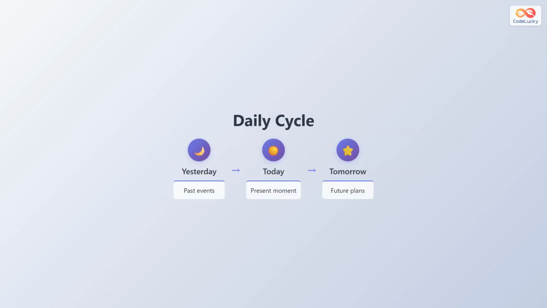Think about time as a cycle. Yesterday represents all past events. Today represents the present moment where you are right now. Tomorrow represents future plans and what will happen next. All 3 words help us describe where events happen on this time cycle.